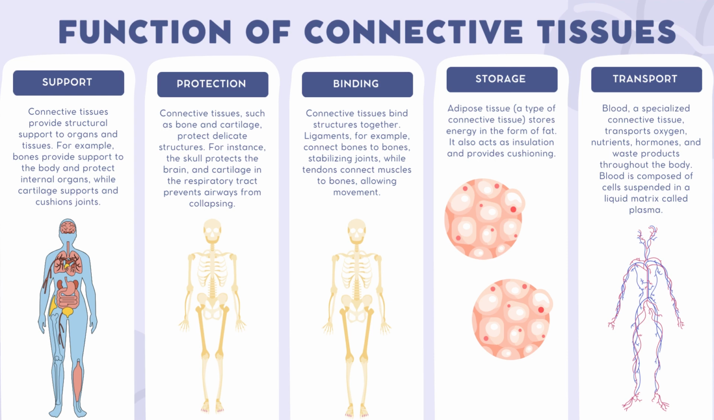Functions of connective tissue also plays a role in storage. So adipose tissues, as I just mentioned before, with the adipocytes. Whenever you see cyte, C-Y-T-E, we're talking about cells. So when you see adipocytes, we're talking about the cells of tissues. So adipose tissue, a type of connective tissue, stores energy in the form of fat. It also acts as insulation and provides cushioning. We'll talk about that a little bit more, probably next week when we go into actual lipids and talk about that.